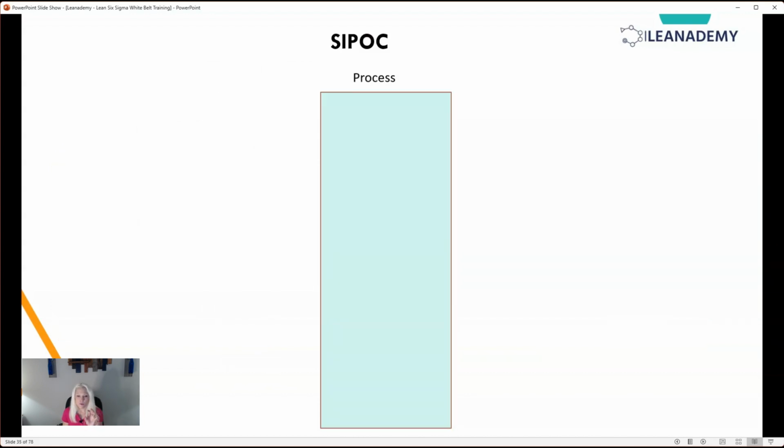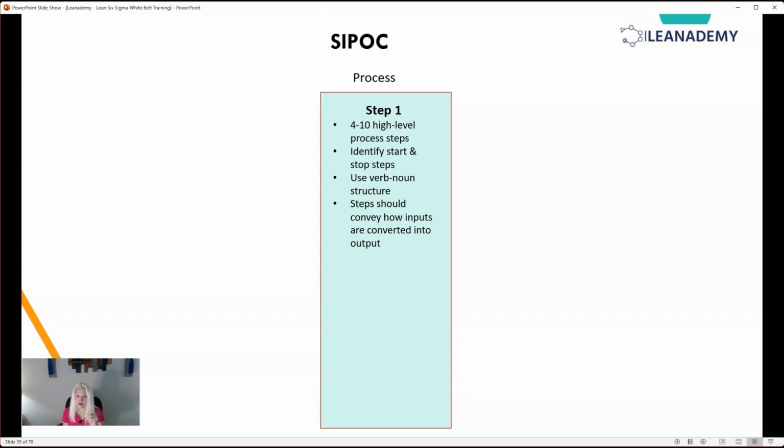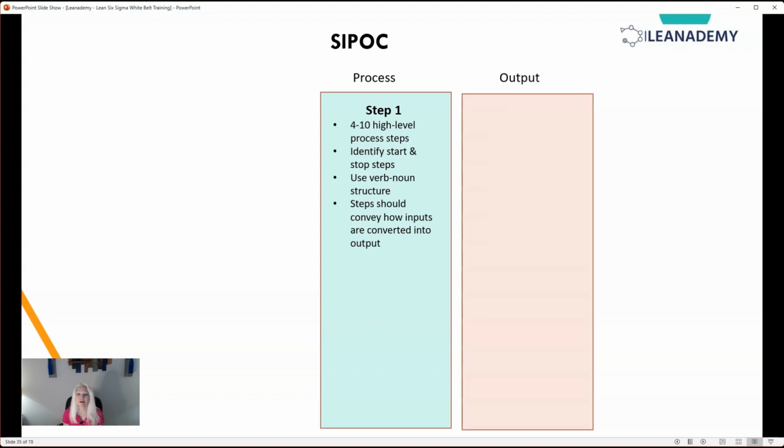Usually when we start doing a SIPOC, we start with the process. Step 1 is we have 4 to 10 high-level process steps. We identify the start and stop steps of the SIPOC, and then we use a verb-noun structure. The steps should convey how inputs come into the process and how we convert them into an output.